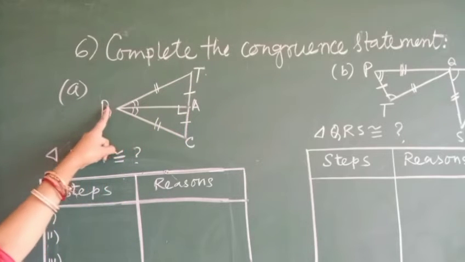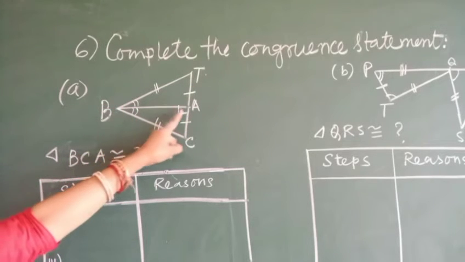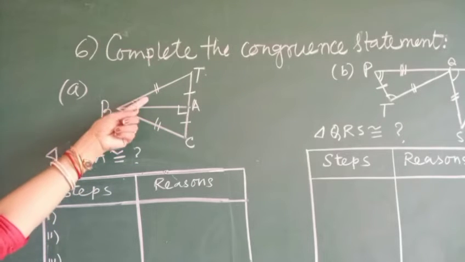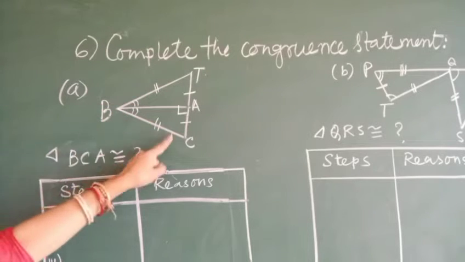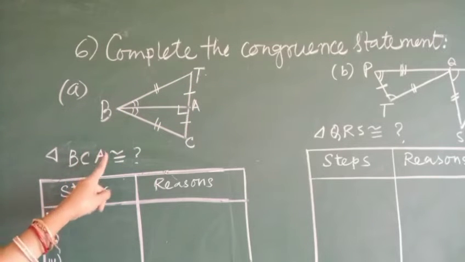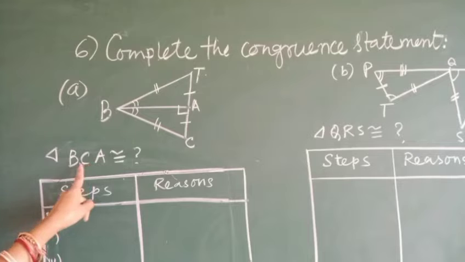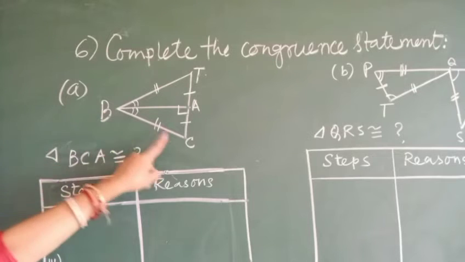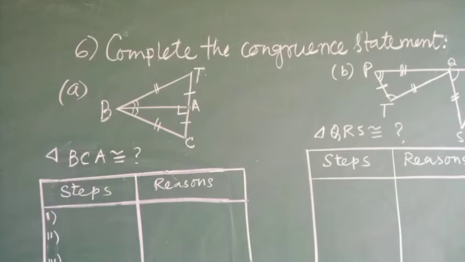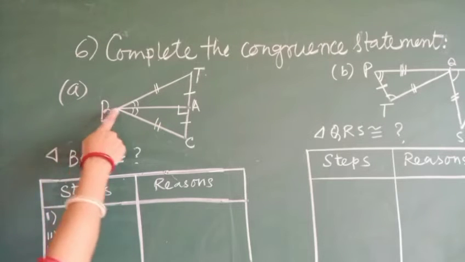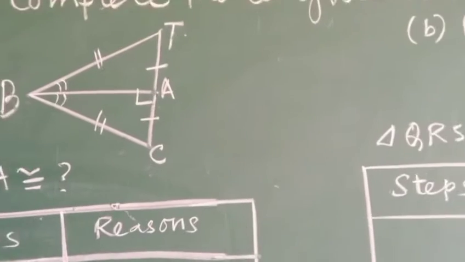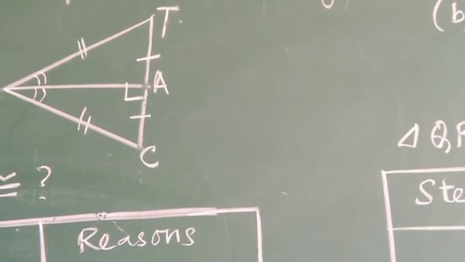A triangle is given where I can see that BA is a line which has divided the triangle into two separate triangles, BCA and BTA. You have to find out which triangle is congruent to BCA. Which triangle is congruent to BCA? Now check. In these two triangles, students, first of all you concentrate on this triangle.